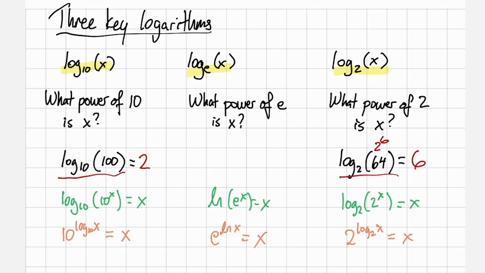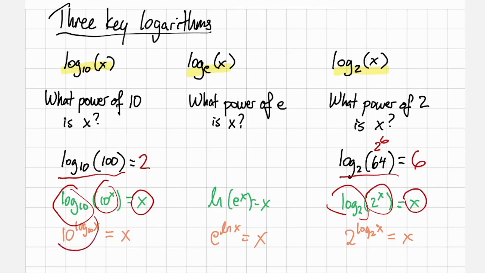These are examples of the inverse relationship between logarithms and powers, where if we take the log base 10 of 10 to the x, we get back x, and if we take log base 2 of 2 to the x, we get back x, and if we take 10 to the log base 10 of x power, we get back x, and if we take 2 to the log base 2 of x, we get back x.